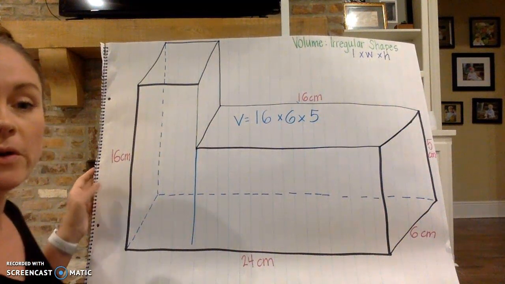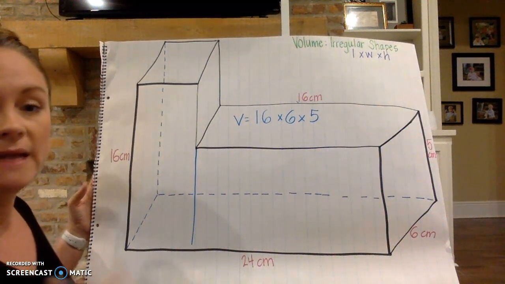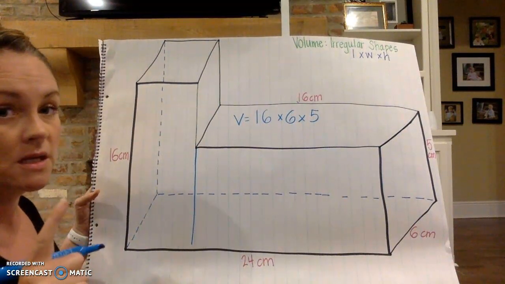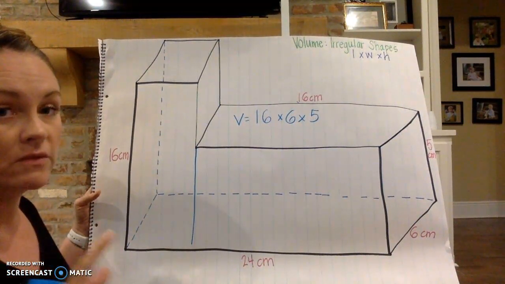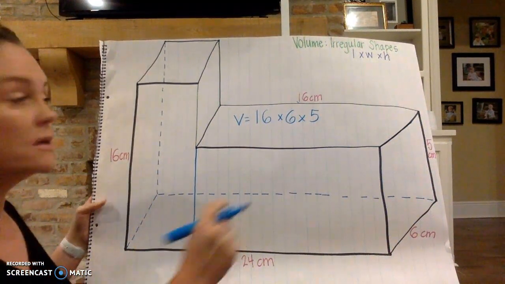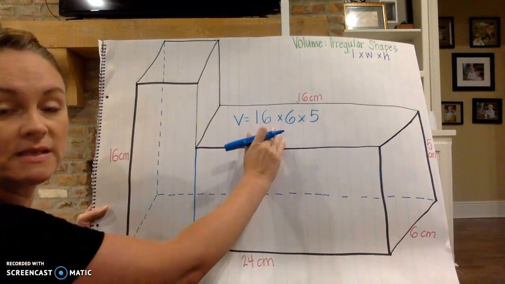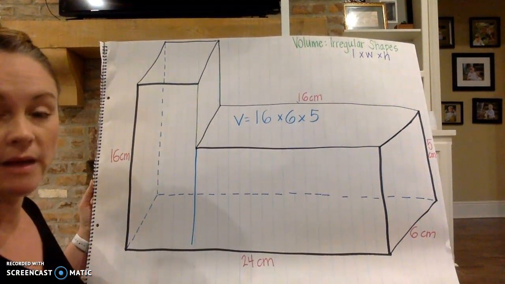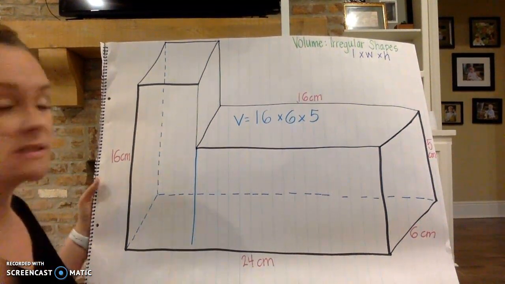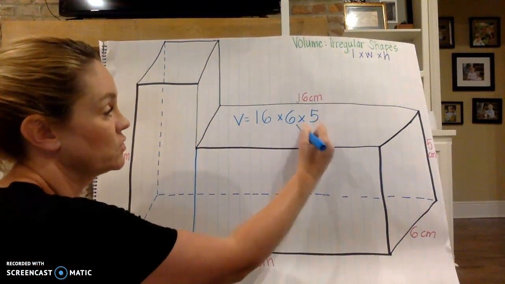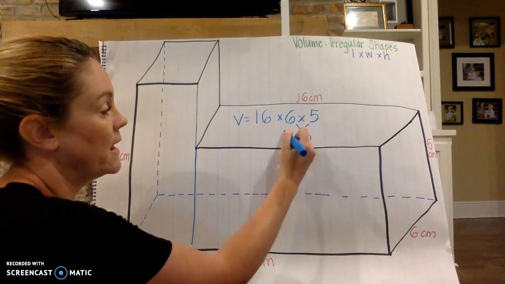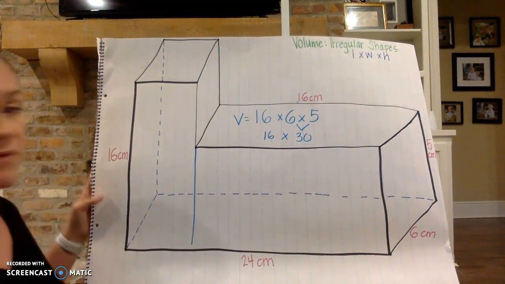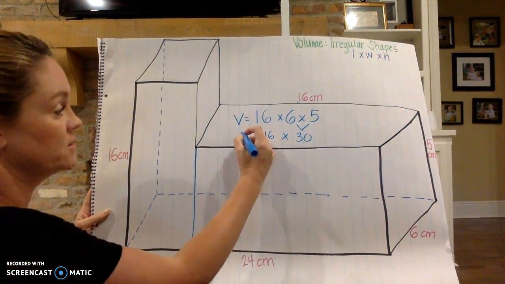Okay, now remember, when we multiply, it does not matter what order we multiply in. Okay, because just 3 times 4 will be 12, and 4 times 3 is 12. So you can rearrange the order of these digits so that it is easier to be able to multiply. Okay, I instantly see that 6 times 5 is 30. So I'm going to group these together first. And then I need to multiply 16 times 30 to find the volume for this shape.